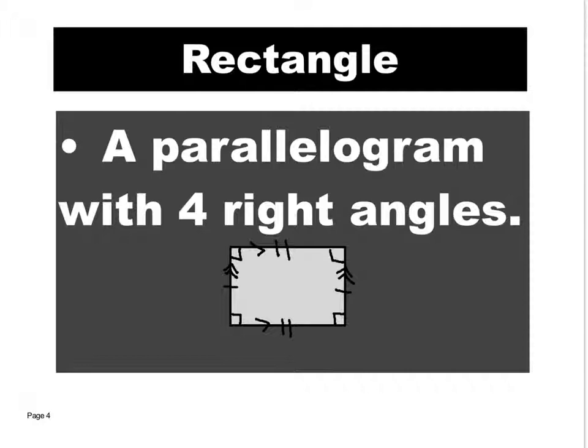All right, rectangle. It's in the family of quadrilaterals because it's four-sided. And it's also a parallelogram because the opposite sides are equal and parallel. But it's more specific than a parallelogram because it has four right angles. So it's a quadrilateral, has four sides. It's a parallelogram because the opposite sides are equal and parallel, and it's a rectangle because it has four right angles. So it's more specific. One of the most specific quadrilaterals.